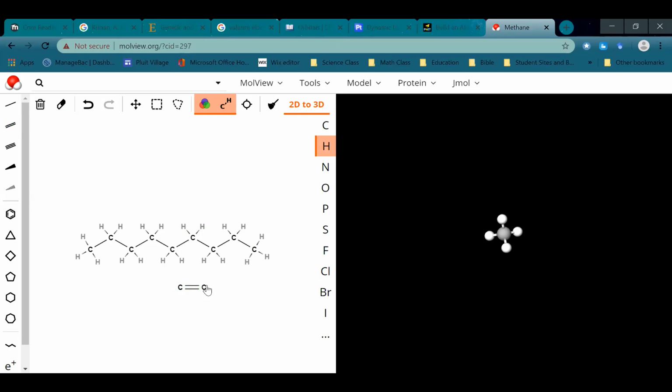To make them happy, I could just add two hydrogens to each. And now, this carbon has 1, 2, 3, 4 bonds. This carbon has 1, 2, 3, 4 bonds. And they're both happy.